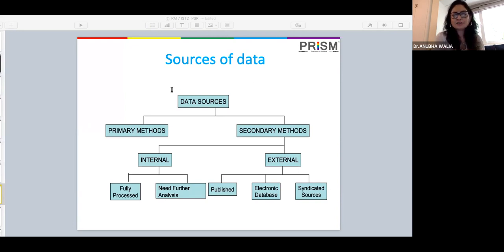Let me first ask the audience here, what is primary research and what is secondary research, and what is the difference between both of them? Anyone from the group?